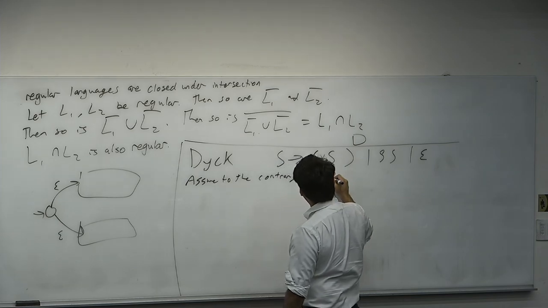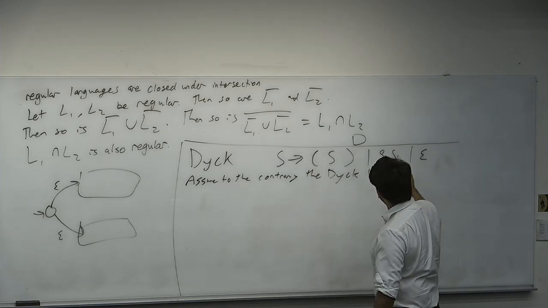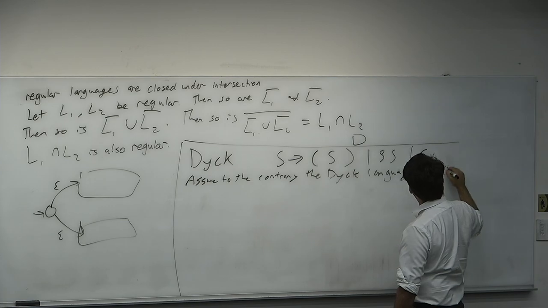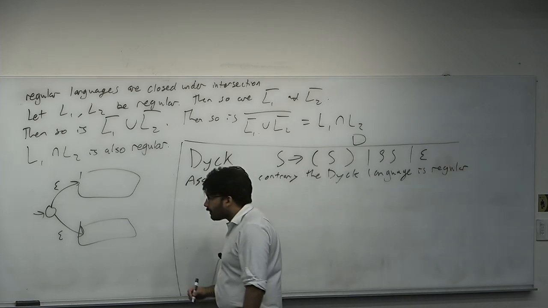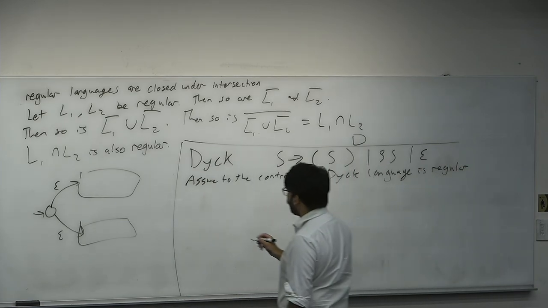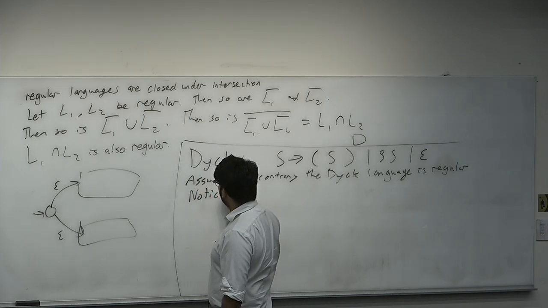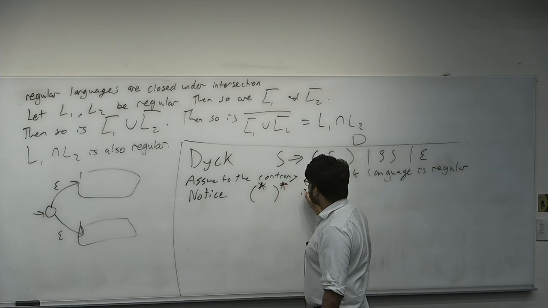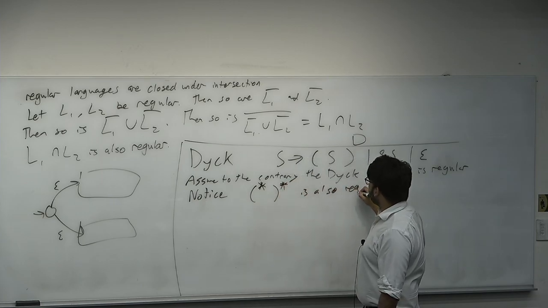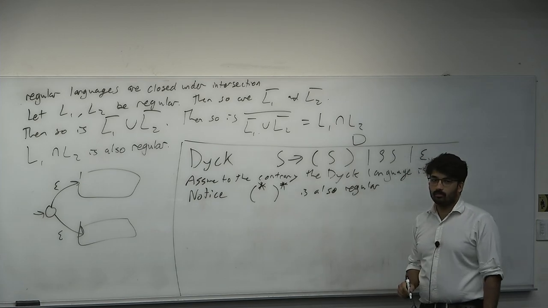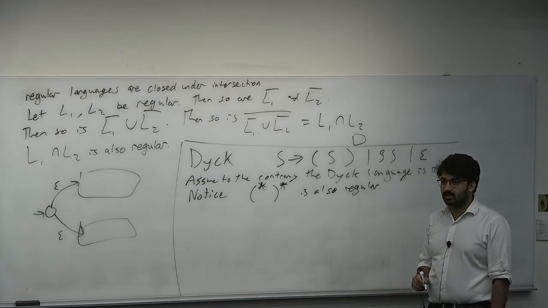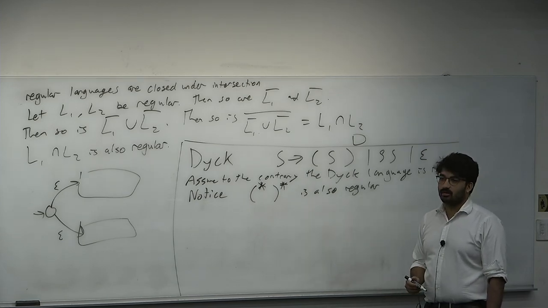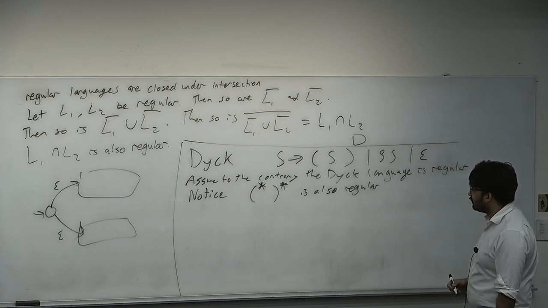The Dyck language is regular. Notice open parentheses star, close parentheses star, is also regular. Why is that a regular language? There's an easy answer and a hard answer to this question. That's just a regex. Yeah, that's a regular expression, so it's a regular language, obviously, right? By definition.